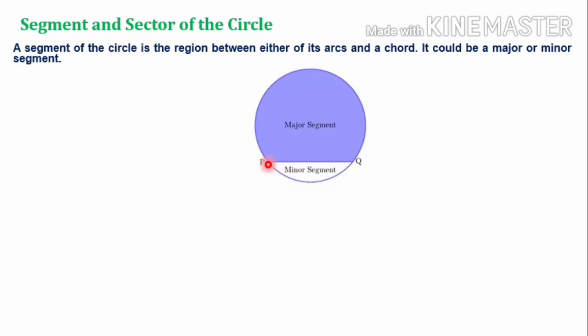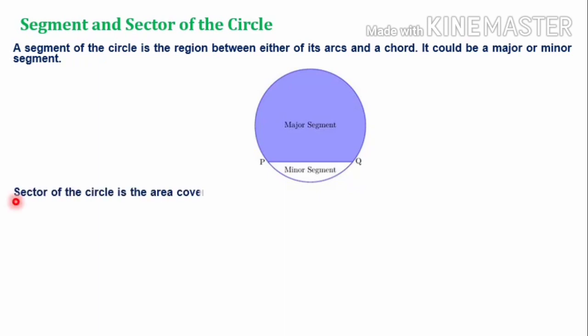And PQ, here the bottom portion is the minor arc, and the minor arc and the chord PQ, when we take the space between these two, the chord PQ and the minor arc, we call it the minor segment. Or in simple language, if you consider a circle and PQ as a chord, the chord PQ divides the entire circle into two portions. When we compare the area, the bigger area is called the major segment, and the lesser in area is called the minor segment.